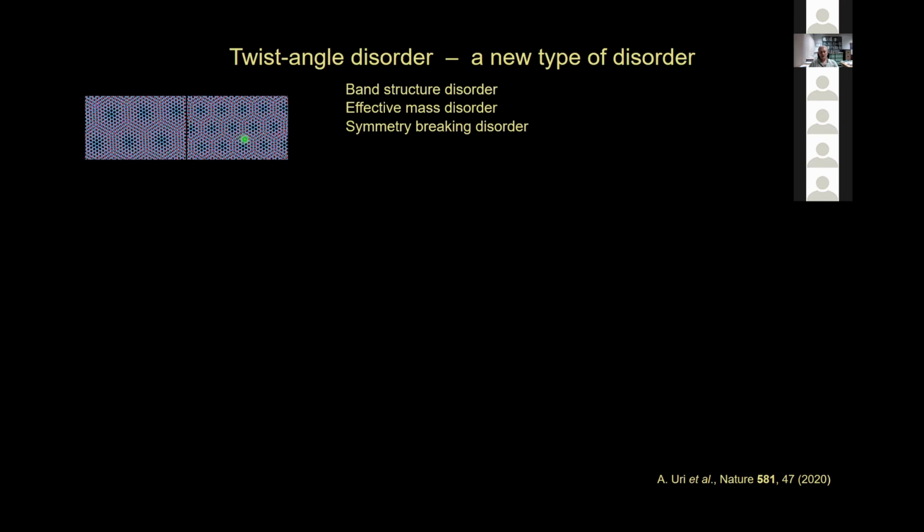The gradients in twist angle break the local symmetry. So we have symmetry broken disorder, and moreover, the direction of the twist angle gradient determines the direction in which the local symmetry is broken. So the symmetry is different in different places, and also its orientation is different. But it's more than that. So let's take two regions. For example, the right-hand side has a slightly larger twist angle than the left-hand side.